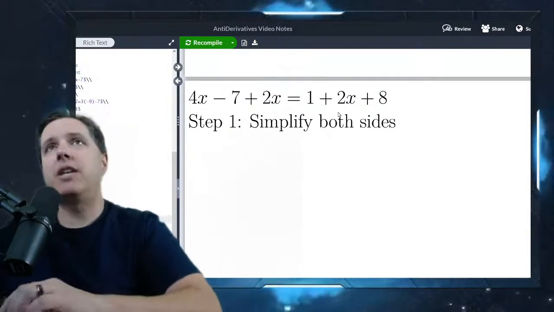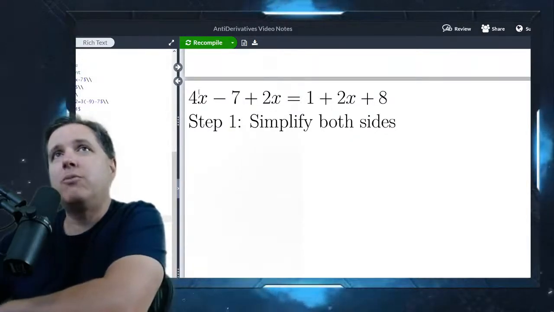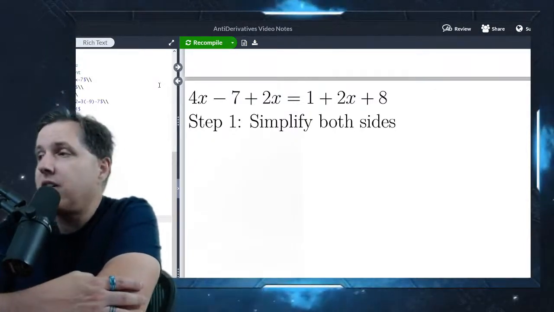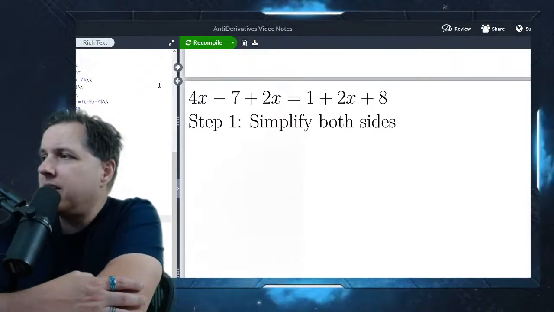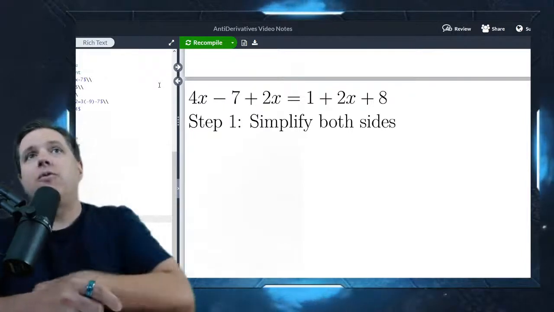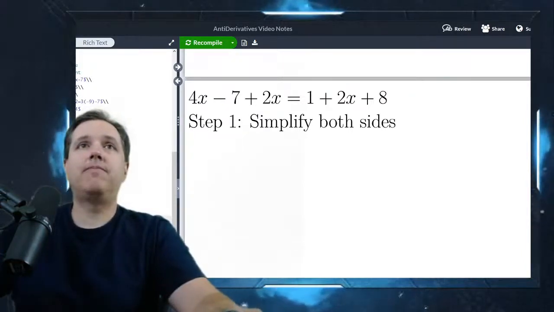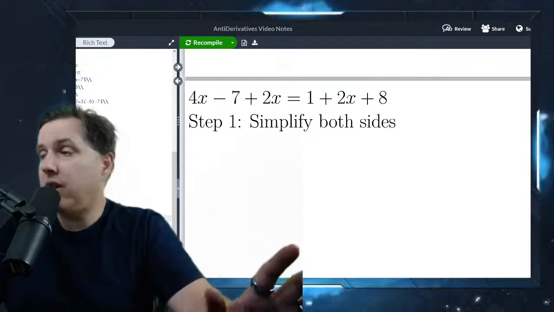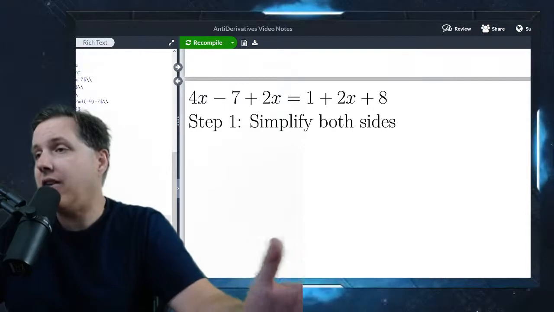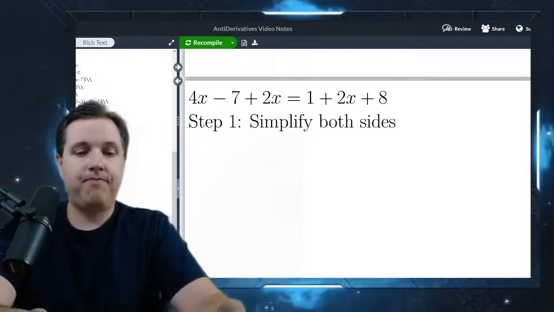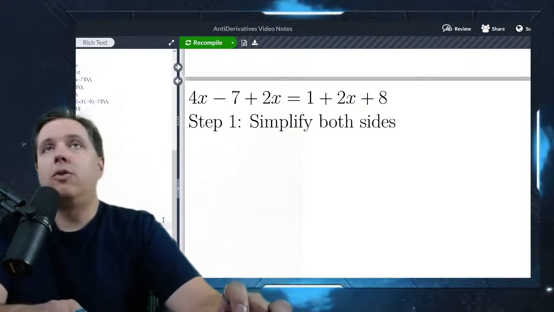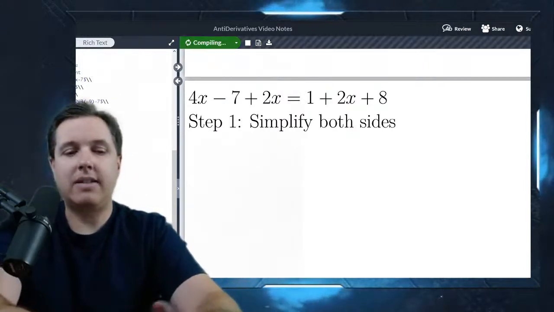Simplify both sides. Well, let's look at the left side. There's 3 terms over here. 2 of them are variable terms with the variable x, and 1 of them is a constant. So that means I can combine like terms over there, right? Well, that's what I want to do. So 4x minus 2x equals 4x minus 2x is 2x's, right? 2x. If I have 4x's and you take 2 from me, I have 2 x's left. So 2x, and then I've got that minus 7.